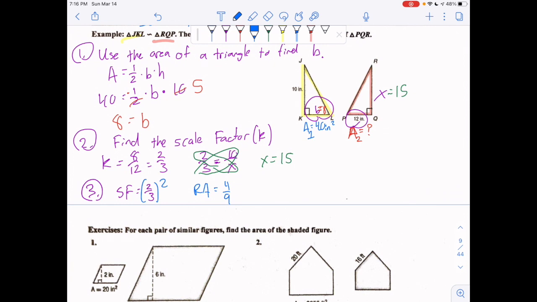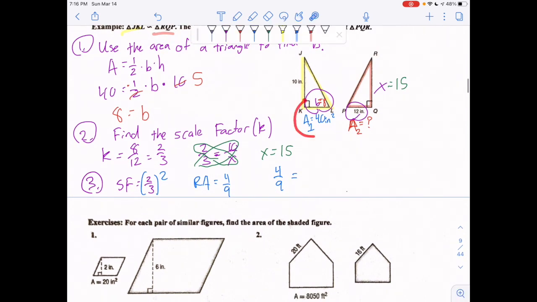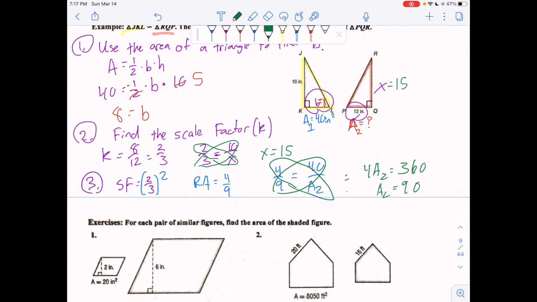And now what you could do is 4 over 9 equals, the 4 represents this 40 here. So the area for that one is 40 over A2. So then it turns out that when you cross multiply, you're going to have 4A2 equals 360. A2 would be 90. Boom. 90 inches squared. Okay.